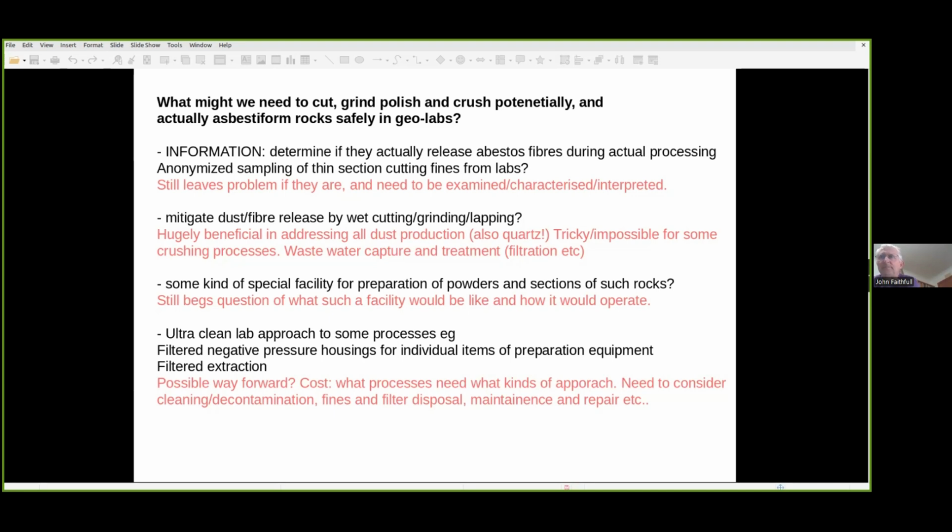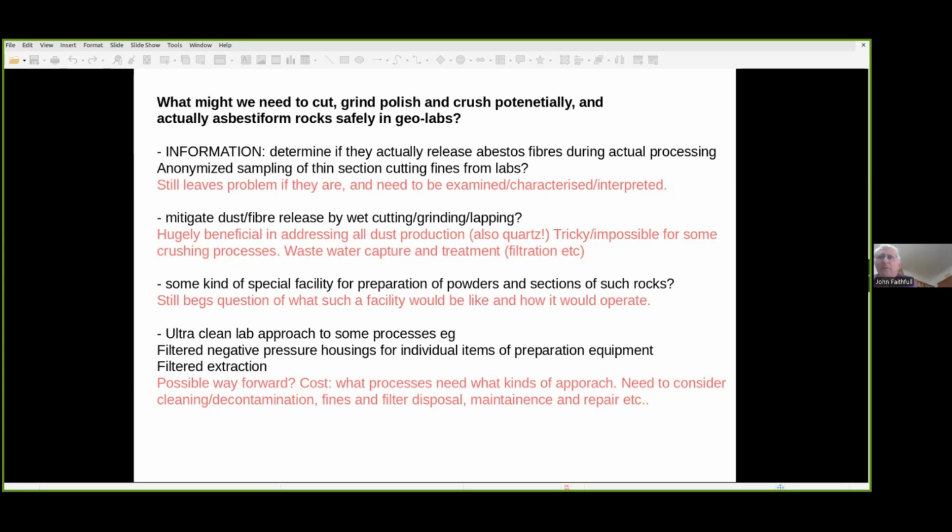But the other thing is, you can do some things underwater quite easily, but other kinds of mass crushing process might be quite difficult or inappropriate to carry out underwater. And then you think, well, if we're doing it underwater, how do we capture this wastewater and treat it and then dispose of materials? So there's an issue here.